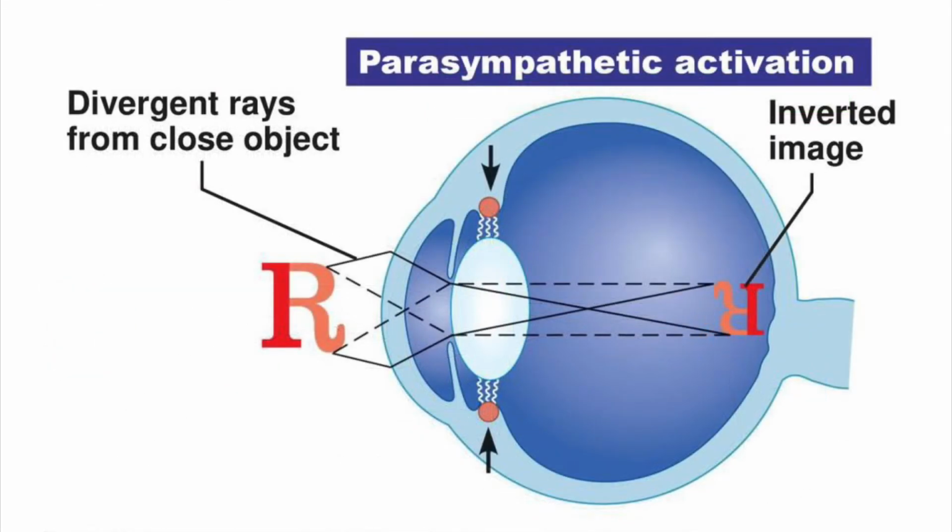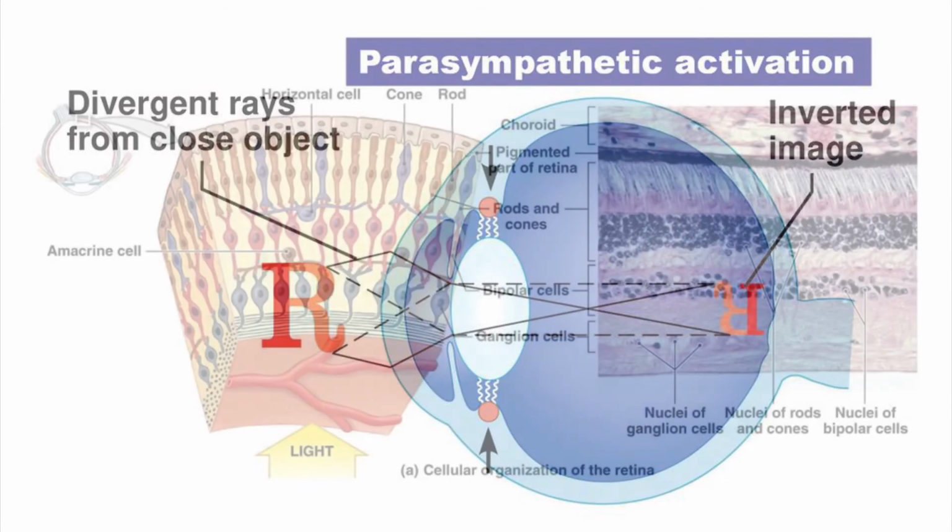Here we have the opposite scenario, where we would want to look at something that is closer to our eyes. The ciliary muscles are going to contract through parasympathetic activation, which causes the ciliary zonule to loosen up, allowing the lens to become bulgier and rounder. So what you want to think about is that far away means that the lens is flat, and close means that the lens is round.